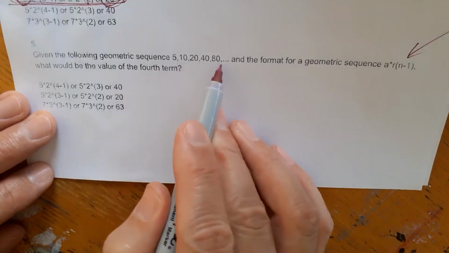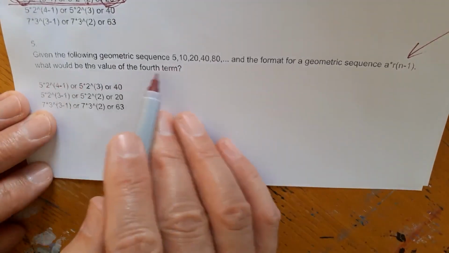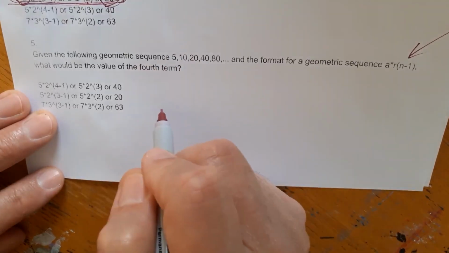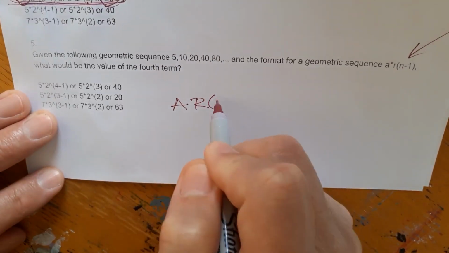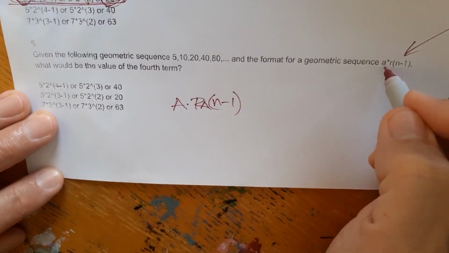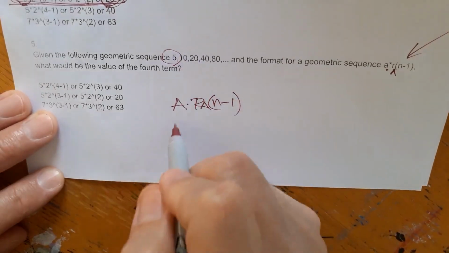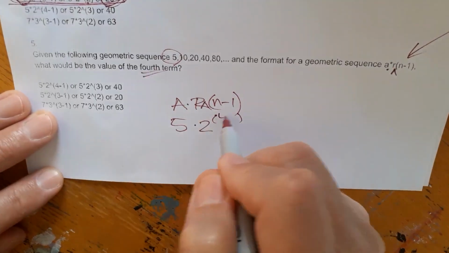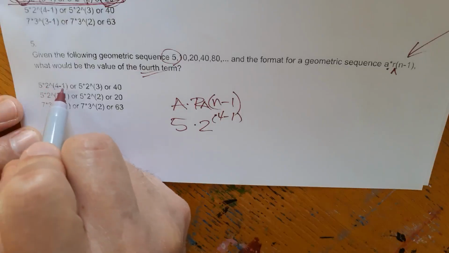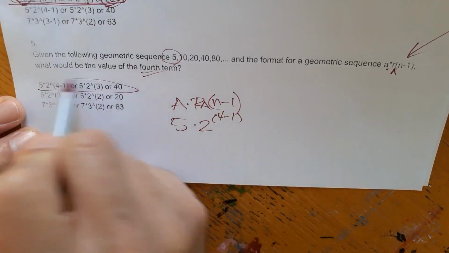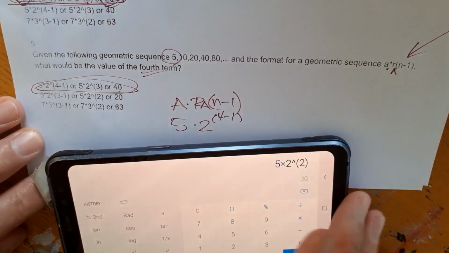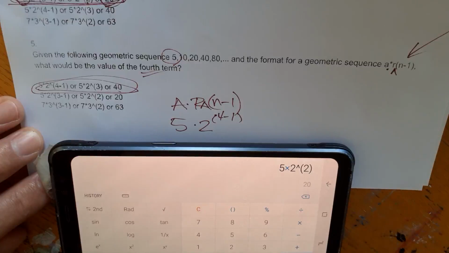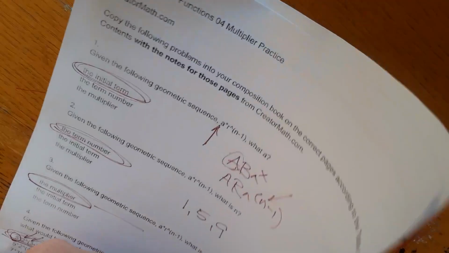So given the following geometric sequence, for the same format, what would be the value of the fourth term? We've got a times r to the caret n minus 1. Make sure we got that caret in there. So a is the starting point, 5. R is the value we're multiplying by each time, 2. And this is to the power n minus 1. We want the fourth term, so 4 minus 1. So here we have 5 times 2 caret 4 minus 1, or 5 times 2 caret 3. Let's modify our calculation to see if we get 40. 5 times 2 to the 3 power. Let's back this out, and there we are at 40. Check.